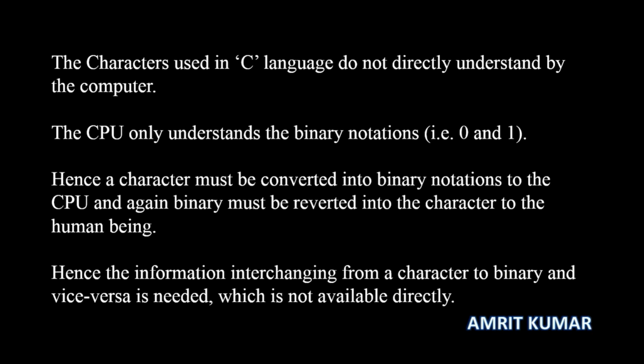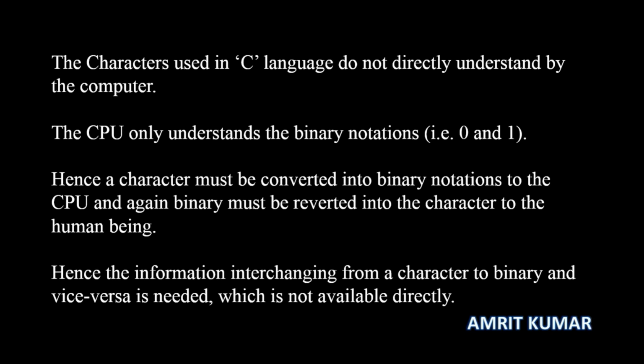The characters used in C language are not directly understood by the computer, and that is clear because the computer understands only 0 and 1, the binary digits. The CPU only understands the binary notation, that is 0 and 1. Hence a character must be converted into binary notation for the CPU, and again binary must be reverted into the character for human beings, and this is how the computer works.